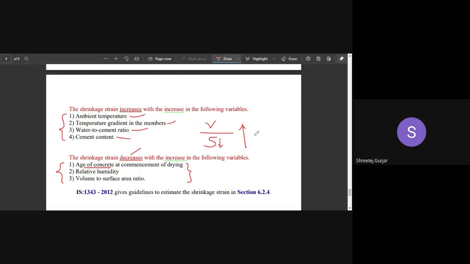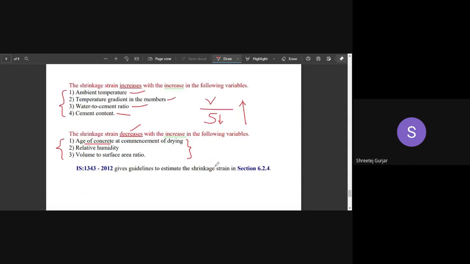So what happens when the surface area is lesser? When the surface area is lesser, there is a lesser amount of area available for the moisture to escape. So that will cause a decrease in your shrinkage. So these are the three variables. With the increase of these three variables, there will be a decrease in our shrinkage strain.